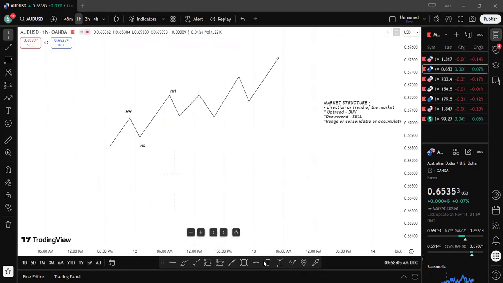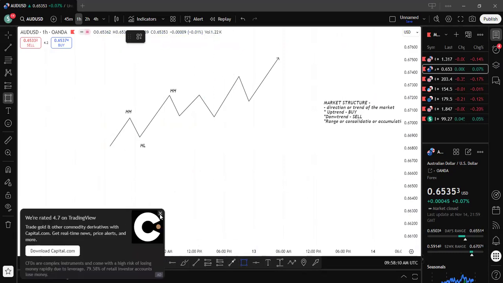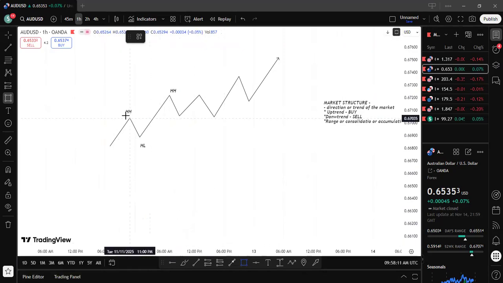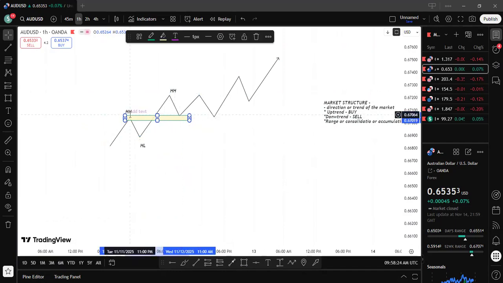When the price broke this particular structure, let's see this structure. Sorry, guys. You see this particular high here, and the price came and it broke this particular structure. We form a new higher high. Then the price retraces and retests this particular high at this point.